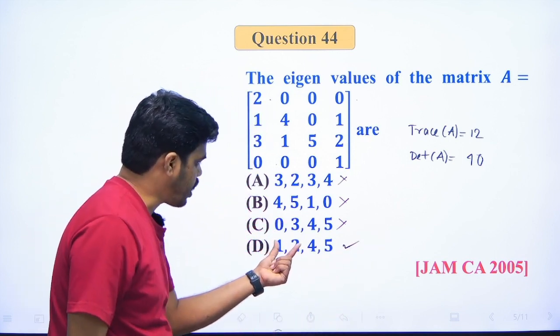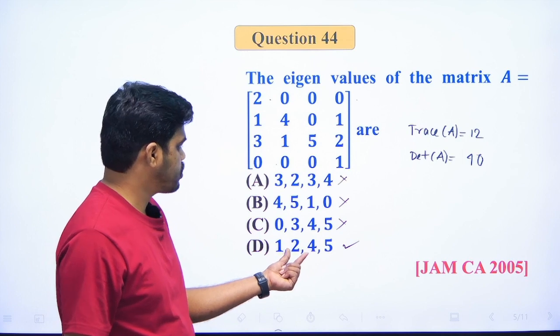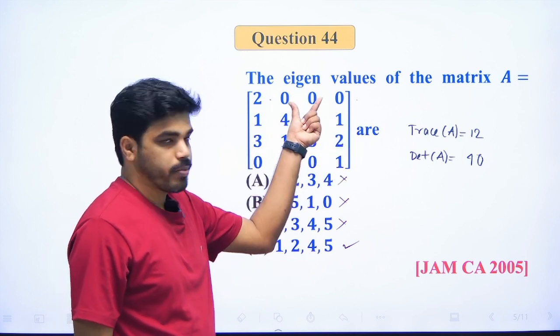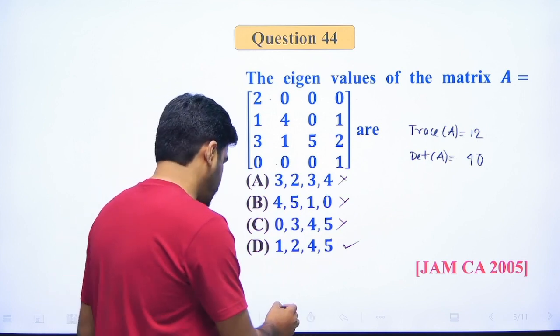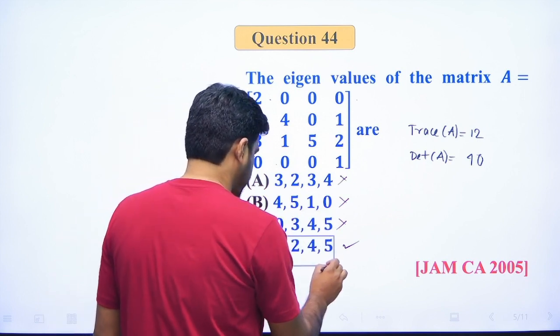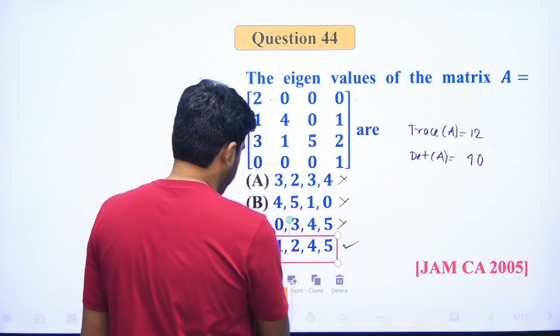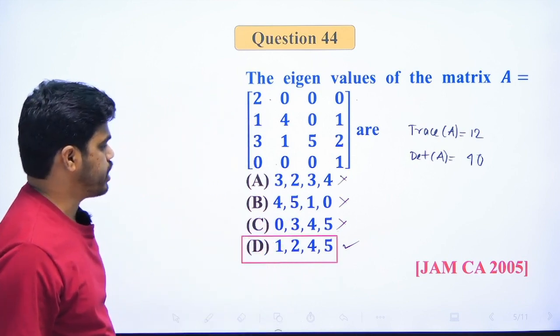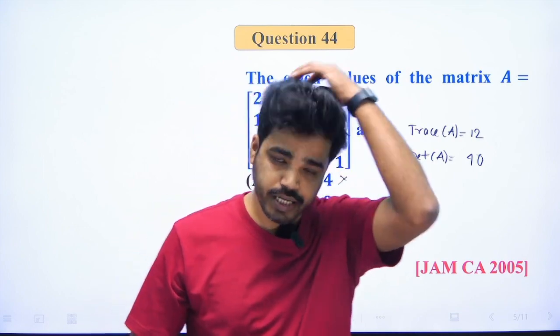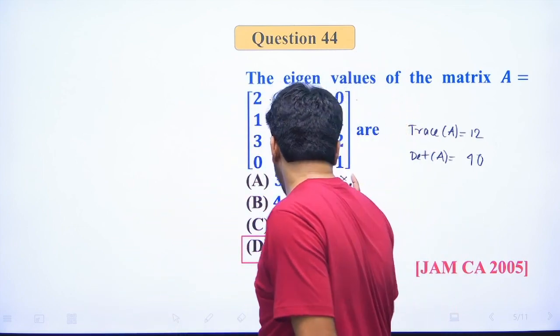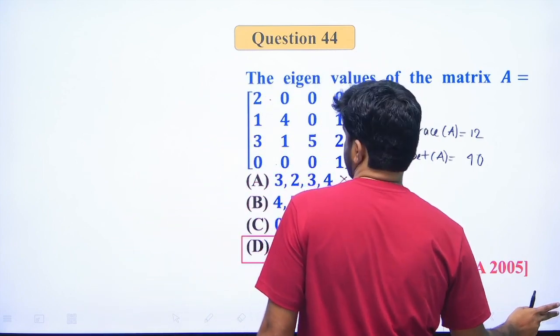The sum of the eigenvalues is equal to the trace of the matrix, and the product of the eigenvalues is equal to the determinant of the matrix. So option B is the correct answer. Okay, option D is the correct answer. Both these properties must be satisfied: the sum of the eigenvalues is equal to the trace of the matrix, and the product of the eigenvalues is equal to the determinant of the matrix.